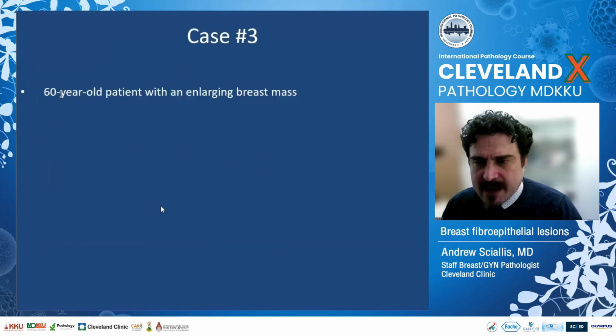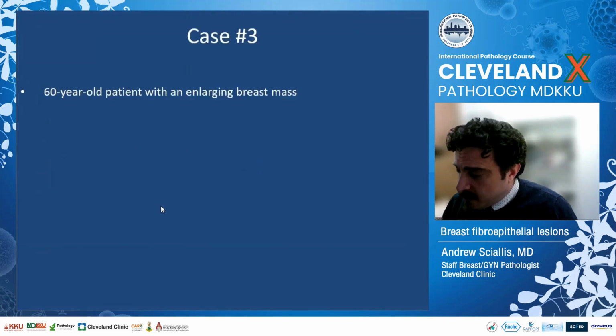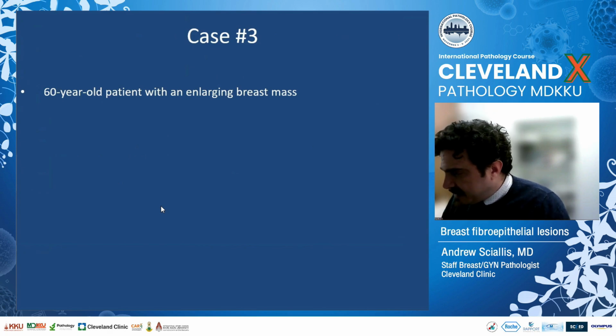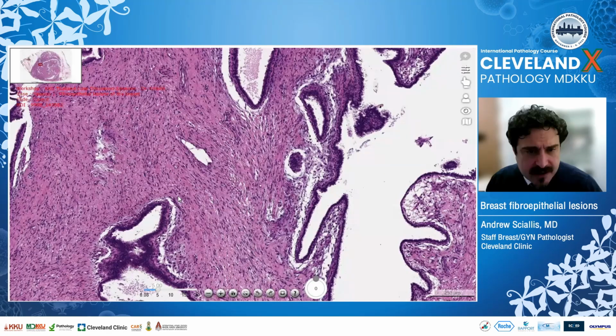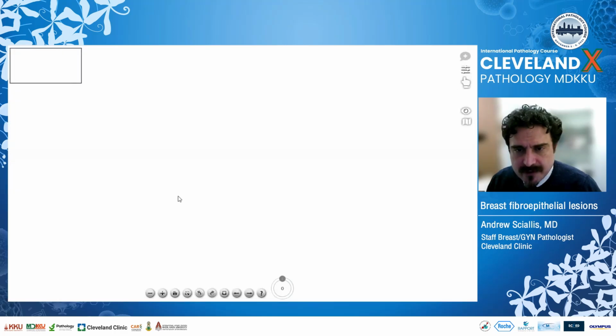Okay, so let's move on to case 3. This is a 6-year-old patient who I don't know the size of the mass, but it was described to me as enlarging. And now let's go back to our slide and move on to case number 3.